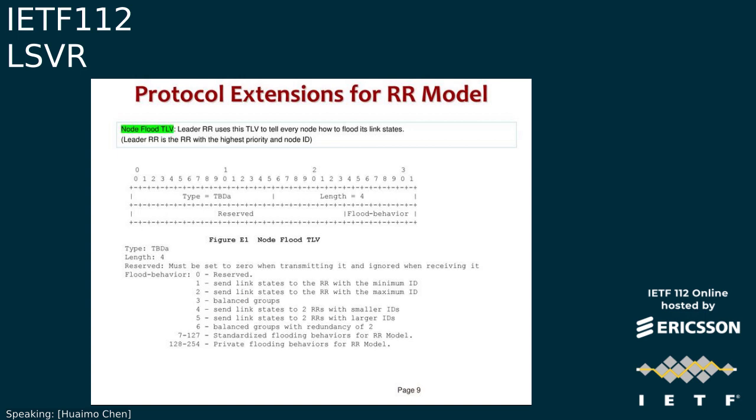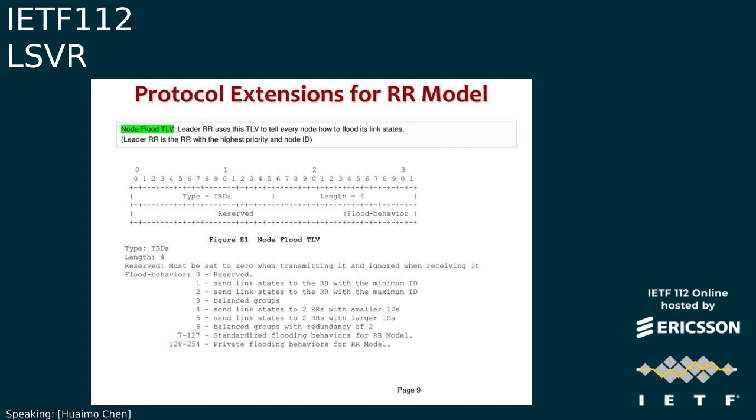So, protocol extensions. This protocol extension is quite similar to the one in the IGP flooding reduction. Maybe there are some differences. For example, because we have different modes in BGP SPF, we have a special one for BGP SPF flood reduction. One is a node flood TLV. This TLV contains a flood behavior field. This field will indicate the behavior the network node will take for flooding.